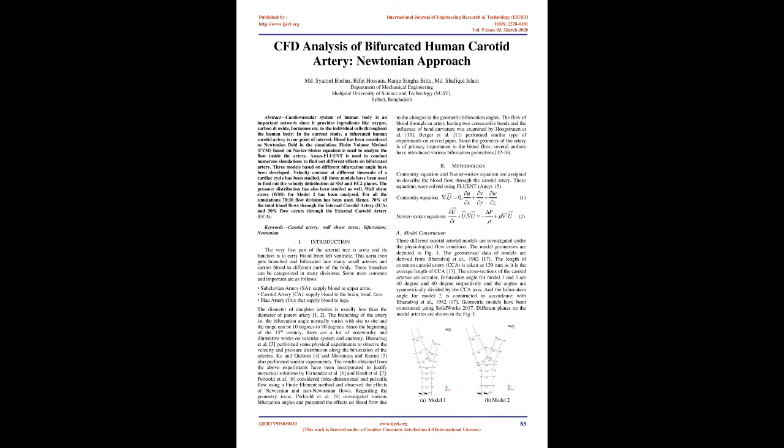The diameter of daughter arteries is usually less than the diameter of the parent artery 1, 2. The branching of the artery, i.e. the bifurcation angle, normally varies from site to site, and the range can be 10 degrees to 90 degrees. Since the beginning of the 15th century, there have been a lot of noteworthy and illustrative works on the vascular system and anatomy. Bharadvahi et al. performed some physical experiments to observe the velocity and pressure distribution along the bifurcation of the arteries. Ku and Gittins 4 and Motomiya and Carino 5 also performed similar experiments.